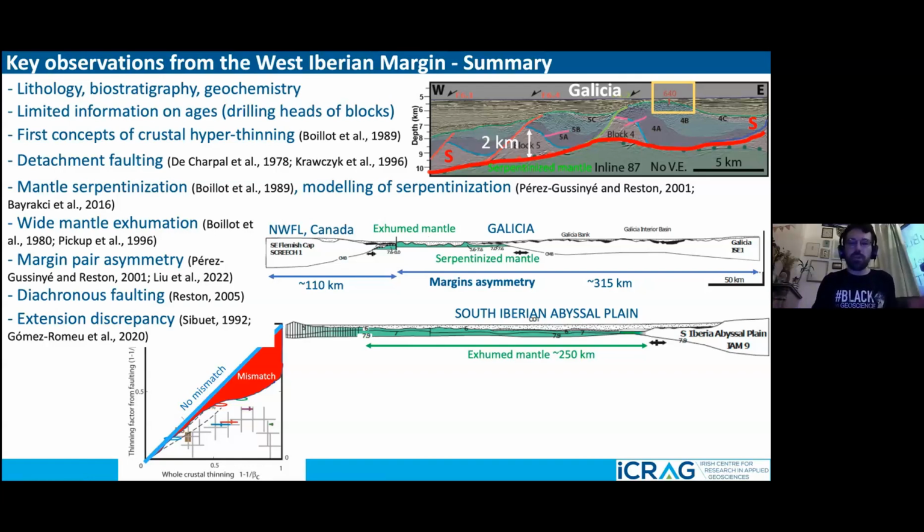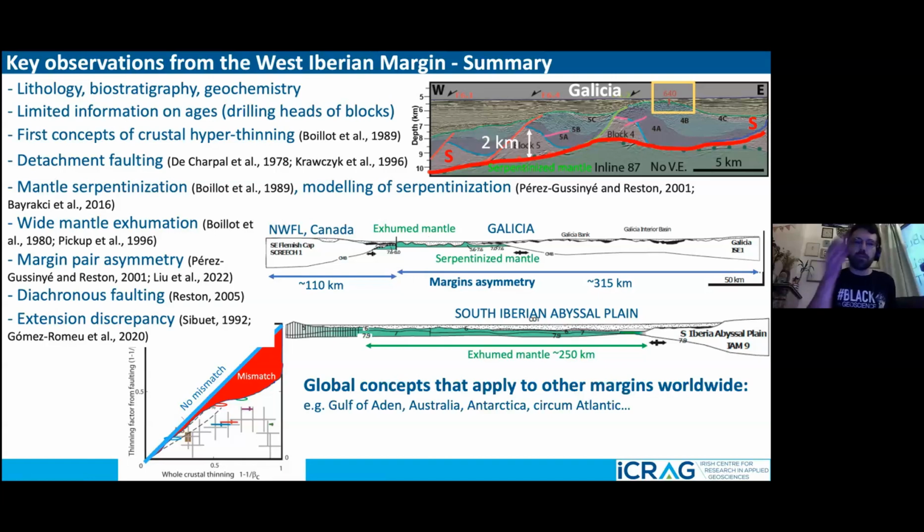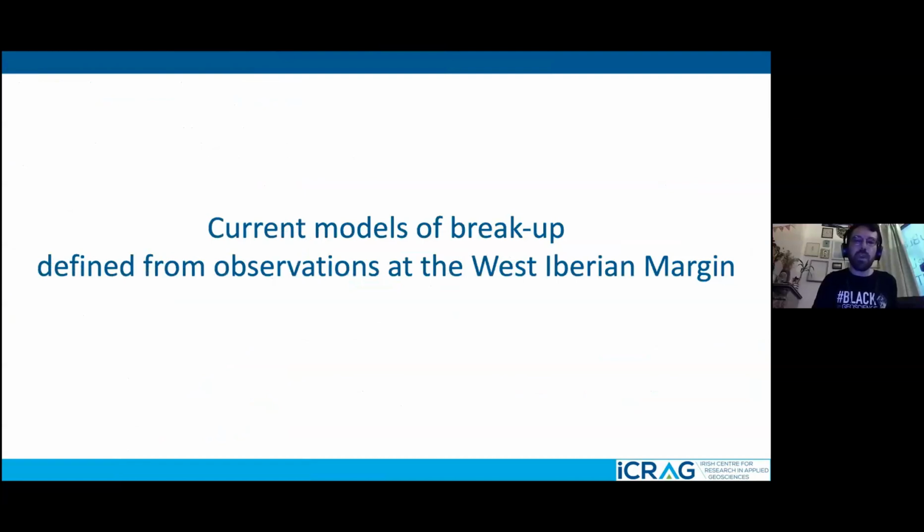What I want to show with this slide is that all those concepts that have been observed and defined at the West Iberian margin are global concepts that apply to other margins worldwide. For example, the Gulf of Aden, Australia, Antarctica, the circum-Atlantic margins. So understanding those concepts west of Iberia will facilitate the understanding of these concepts elsewhere. And indeed, the observations at the West Iberian margin have permitted us to define the current models of breakup.